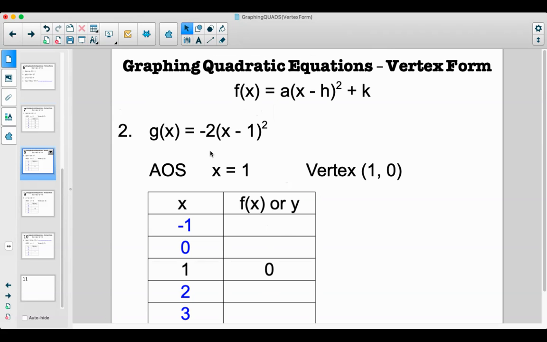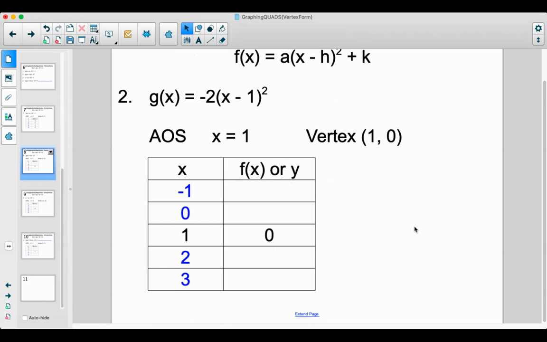Second problem. A is -2, H is 1, and K is not there, so K is 0. The axis of symmetry is going to be 1. Vertex is 1, 0. But again, A being -2, it better be opening down, an upside down U, so to speak. Again, I put my vertex right in the middle. And again, the two numbers before and two numbers after just seem to make the most sense to me. But again, you can do whatever you want. It's really up to you.